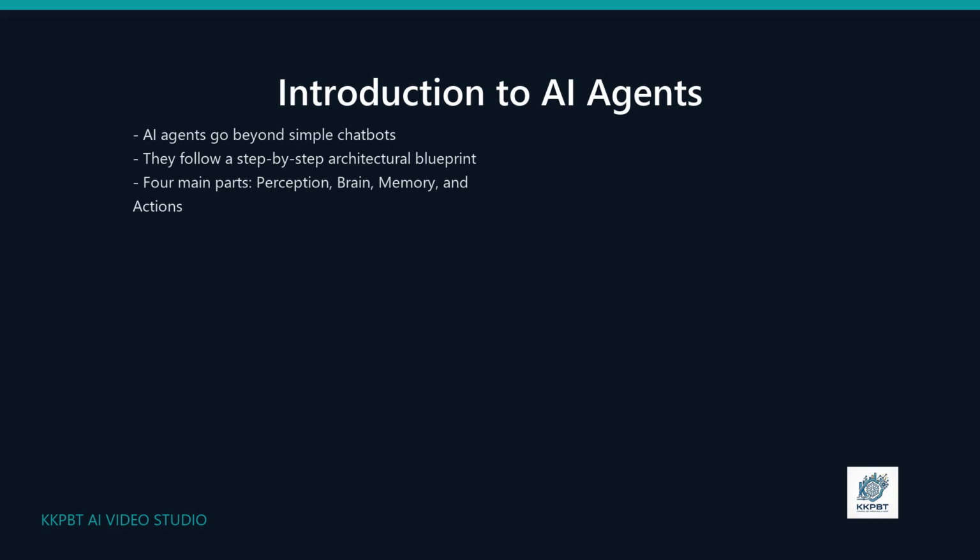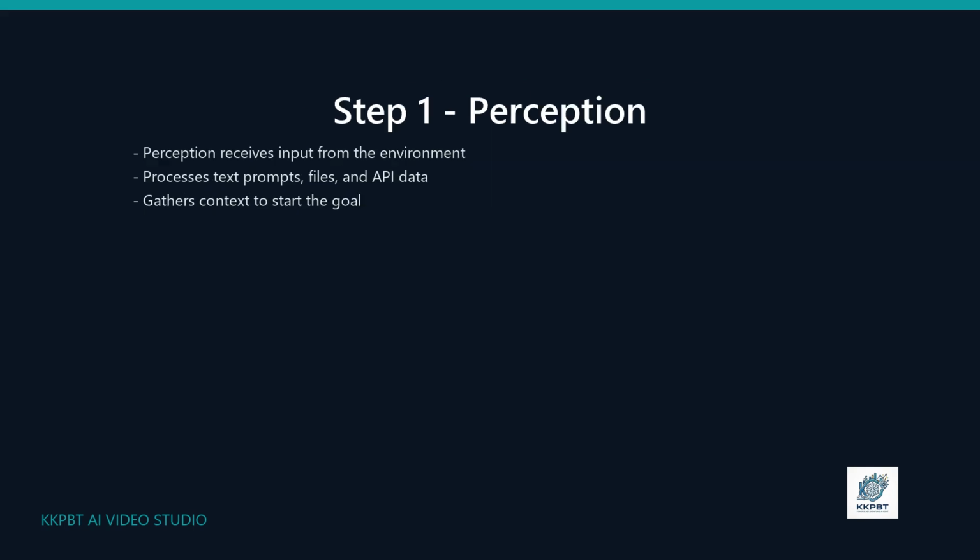Today, we will break down the step-by-step blueprint of how AI agents are built using four main parts: perception, the brain, memory, and actions. Let's get started. Step 1 is perception. This is how the AI agent perceives its digital world. Instead of eyes and ears like humans, digital AI agents receive text prompts, user files, environmental signals, or incoming API data. Perception is all about gathering the input so the agent knows what task needs to be solved.